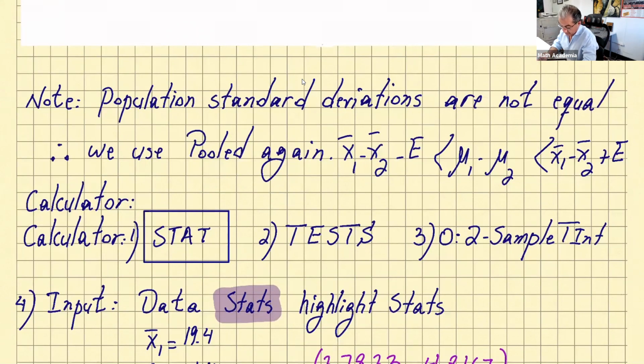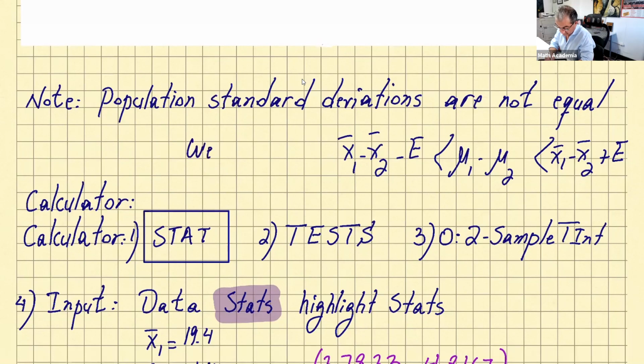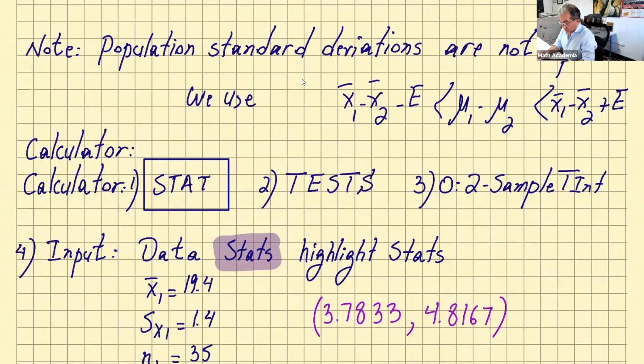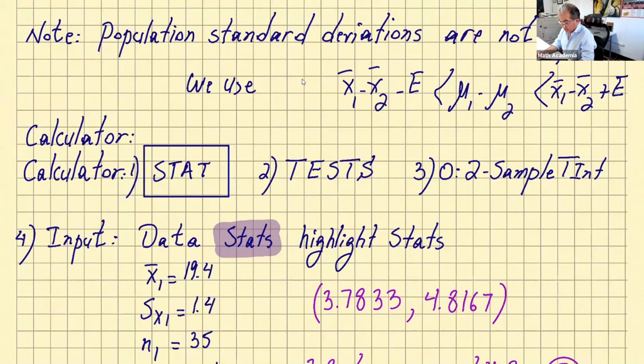So we use, so again, these are not equal. I thought the problem said they're equal. So we use this formula: x bar 1 minus x bar 2 minus C is less than mu1 minus mu2, which is less than x bar 1 minus x bar 2 plus C.